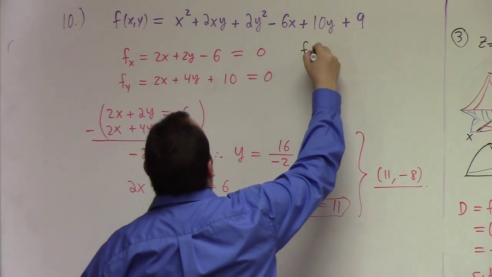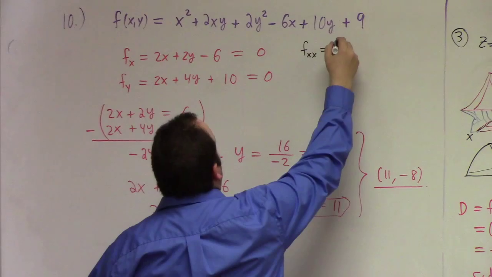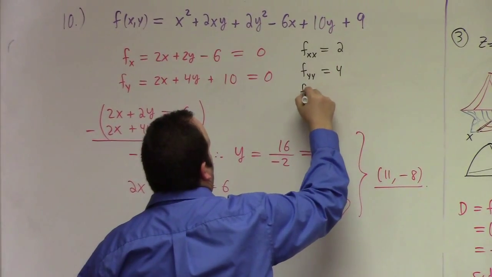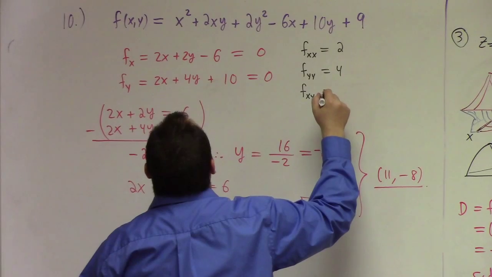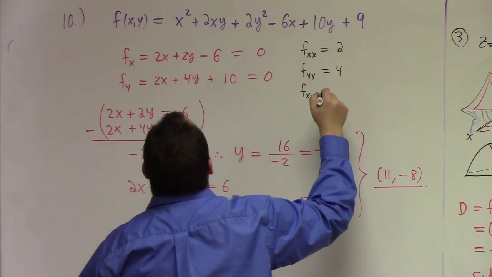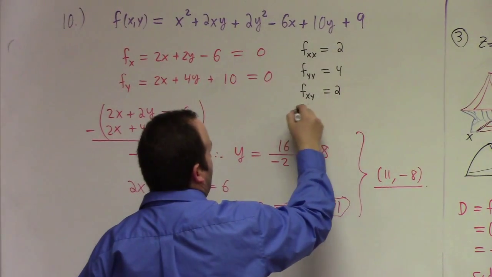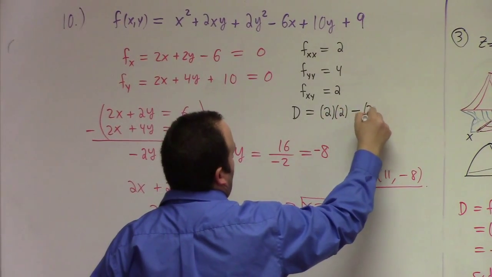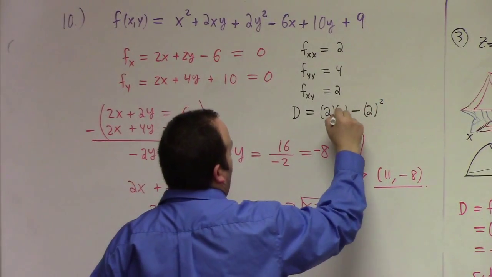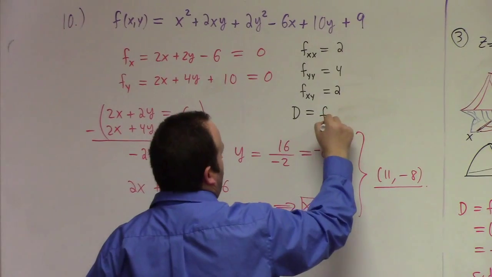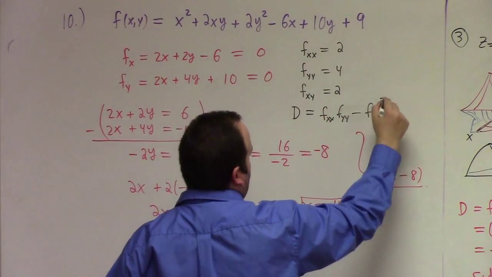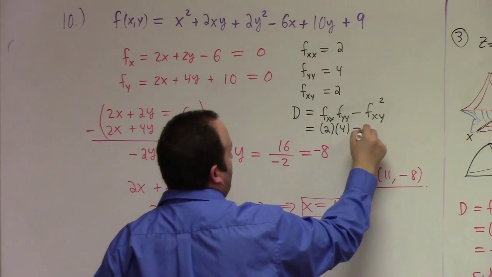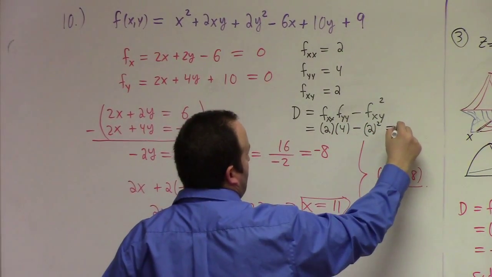Let's see here. So I'll calculate my second derivatives. fxx is 2. fyy is 4. fxy is 2. So this gives me D is equal to 2 times 2 minus 2 squared. Oh, I'm sorry, I can't do math. 4. This is why I should write it down. D equals fxx fyy minus fxy squared. Okay, so what are those? 2 times 4 minus 2 squared, which is otherwise known as 4, which is greater than 0, right?